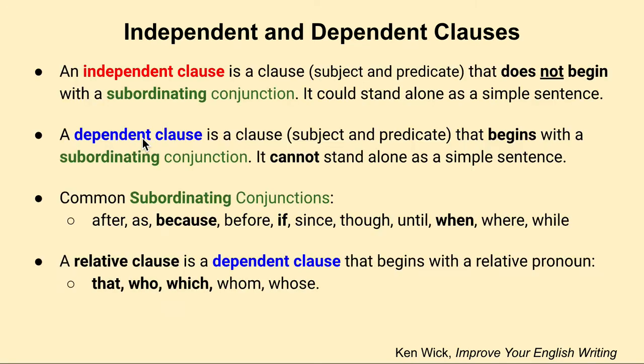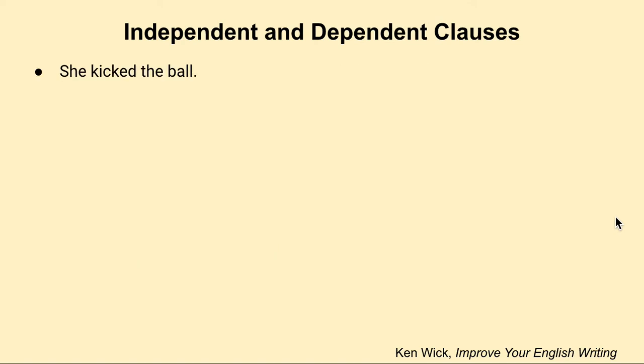So let's go through and now identify. I want to go through some examples and see if we can identify independent and dependent clauses. Once again, a dependent clause starts with a subordinating conjunction, and here's a bunch listed right here. So, she kicked the ball. Here's a clause. We have a subject and verb. She kicked. So kicked is the verb, and she is the subject. The ball is the object. Does it begin with a subordinating conjunction? No. So therefore, we know it to be an independent clause.